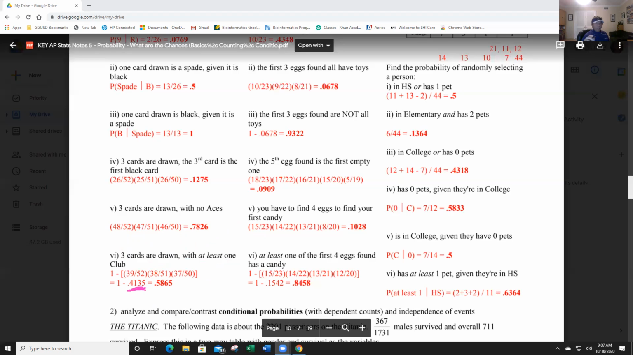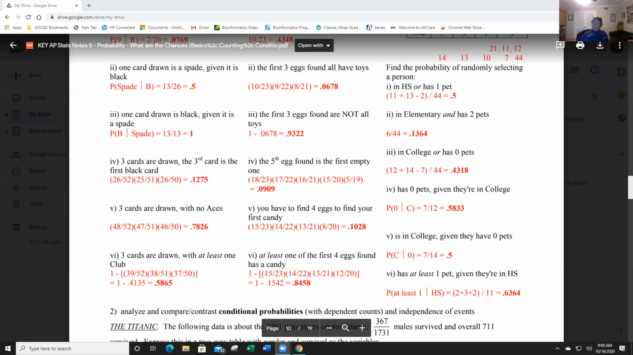So at least one literally means you could get 1 club, you could get 2 clubs, or you could get 3 clubs. And it's kind of hard to do all the math on getting 1 or 2 or 3 and adding them all up. So the quickest way is to go 1 minus don't get any of them. That'll leave you with the summation of getting 1 or 2 or 3 all together. Okay? That's a common problem. I would star that baby. Very common problem in the AP world to some level.